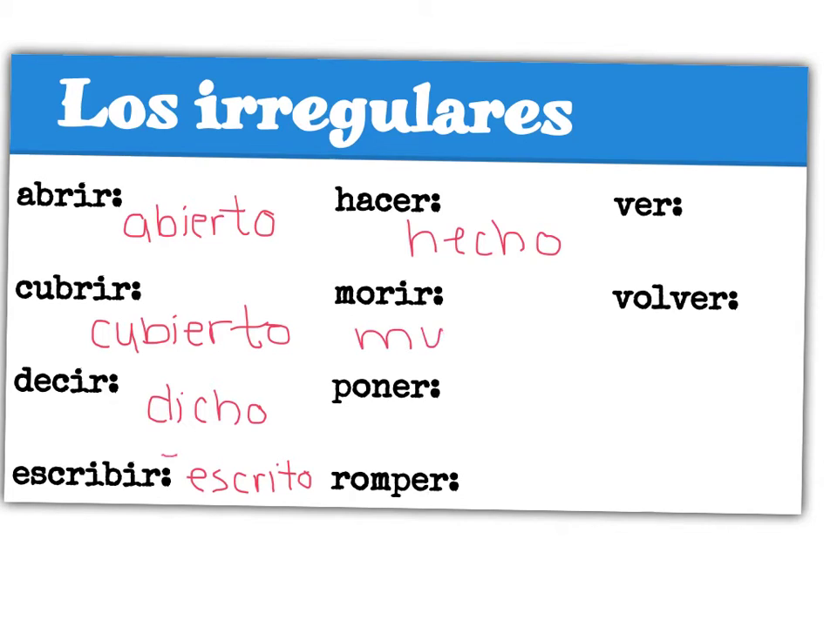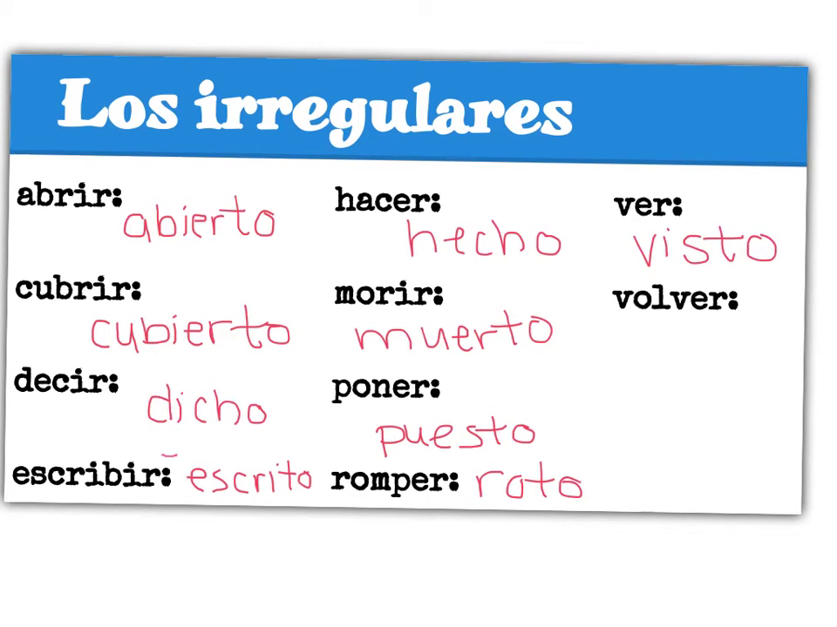Morir, muerto. Poner, puesto. Romper, roto. Ver, visto. And volver, vuelto. Now, if you see a verb like devolver, or deshacer, or suponer, okay, they're always going to have that same ending. So devolver, for instance, would still be devuelto.